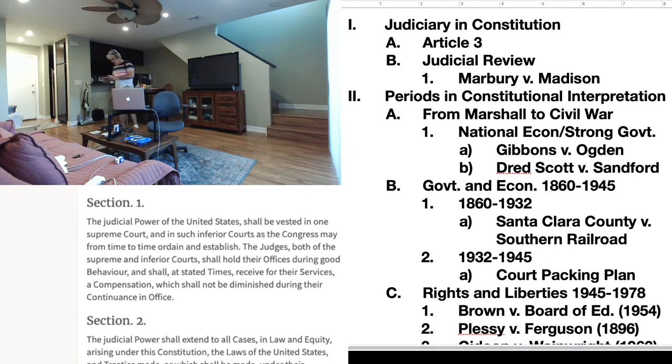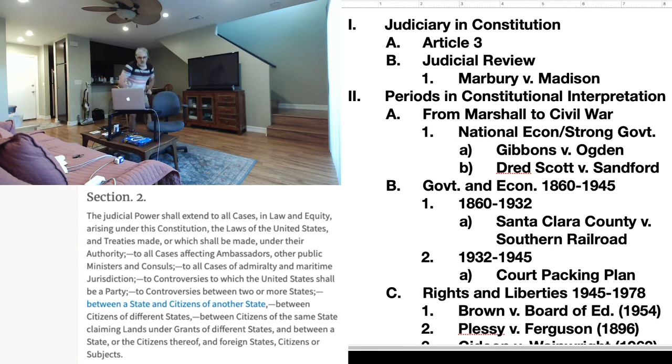So let's move on to section 2. All right? Let me scroll down for you. All right, so let's read section 2. What are the powers of the judicial branch of government? The judicial power shall extend to all cases in law and equity arising under the Constitution, the laws of the United States, and treaties made or which shall be made under their authority. So, write it down.